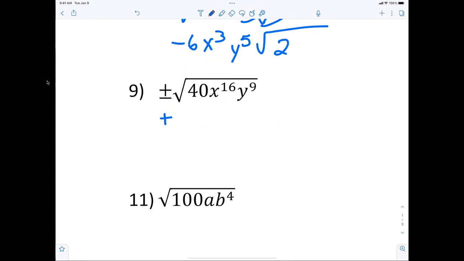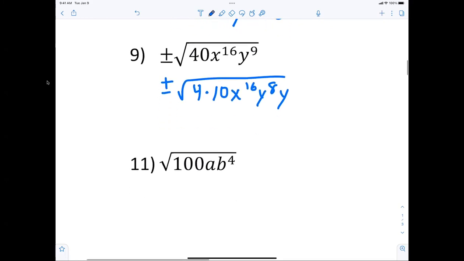40. What perfect square is in 40? 4 and 10, right? We could say 20 and 2, but neither one of those is a perfect square. 8 and 5 is 40, but neither one of them is a perfect square. You with me? So 4 times 10, x to the 16th, y to the 8th, y. Everybody's good with that? So what's the square root of 4?